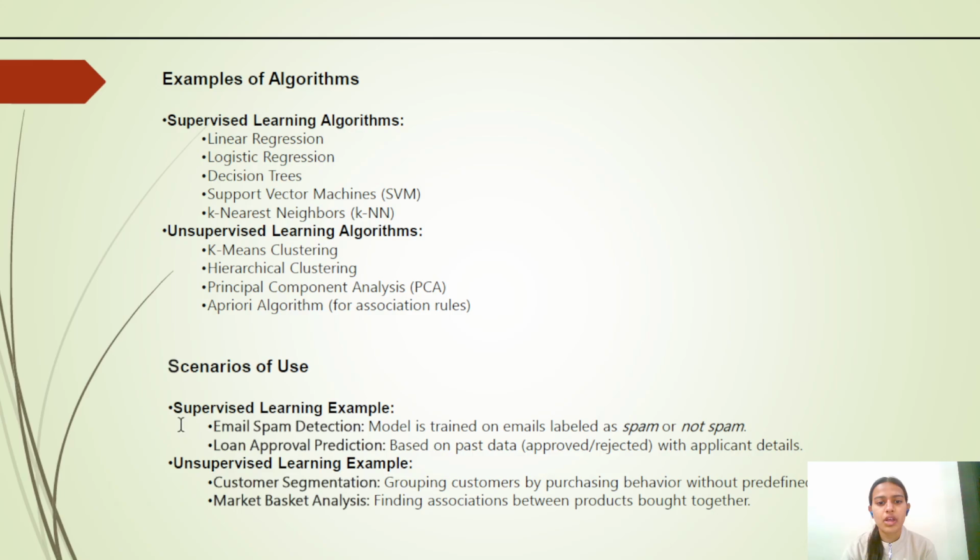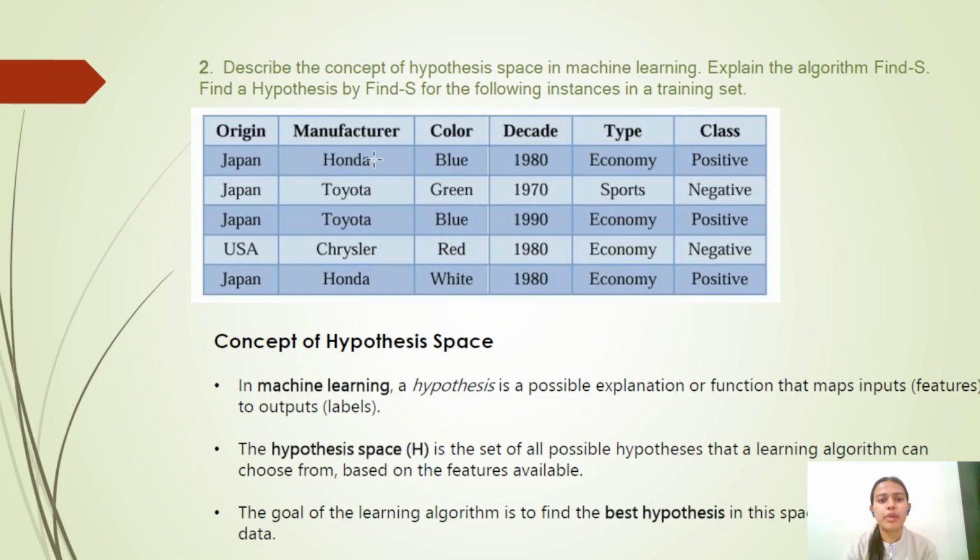Scenarios of use. Supervised learning example: email spam detection, where the model is trained on emails labeled as spam or not spam. Another is loan approval prediction, based on past data of approved or rejected applications with applicant details. Unsupervised learning example: customer segmentation, grouping customers by purchasing behavior without predefined labels, and market basket analysis, finding associations between products bought together. We have question number 2.